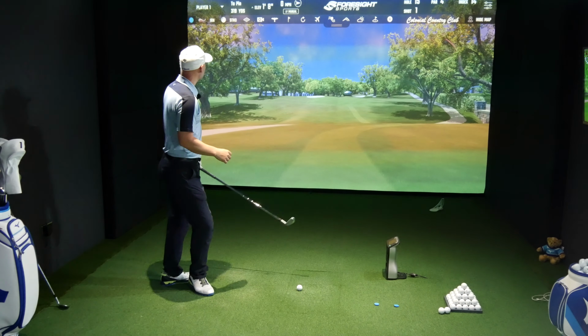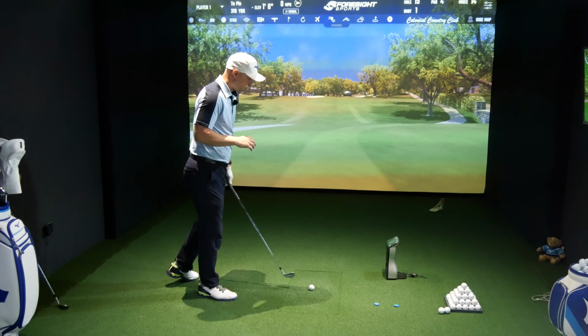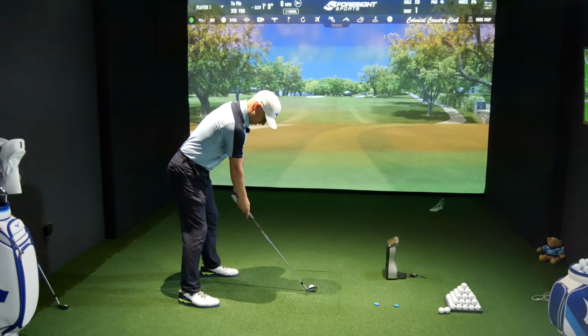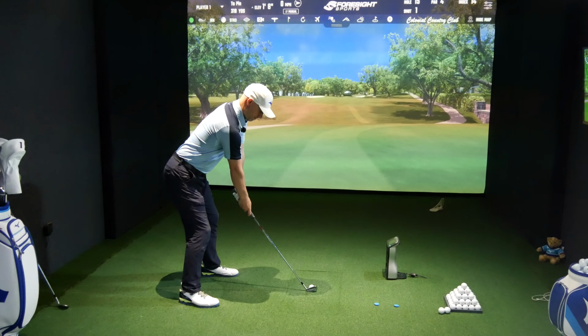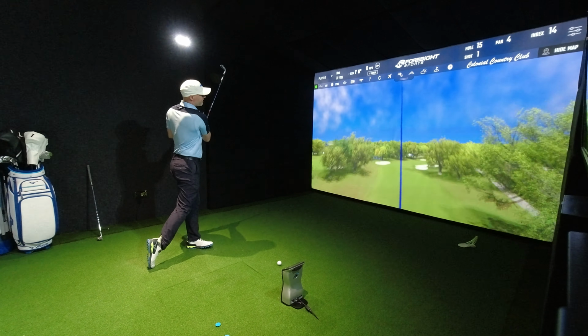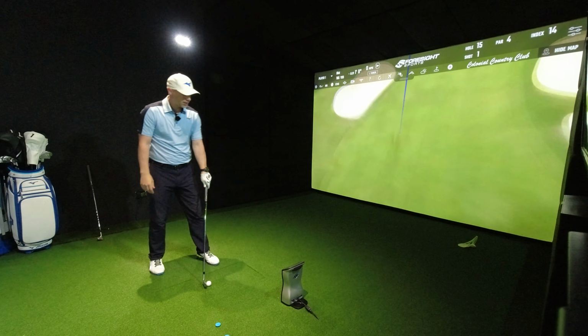Now, I've got it on a hole, similar to what I did when it comes to the club path one, and I'm just going to hit a shot. Doesn't matter where it goes, doesn't matter what happens, let's just go hit a shot. So, decent hit, slightly toey.